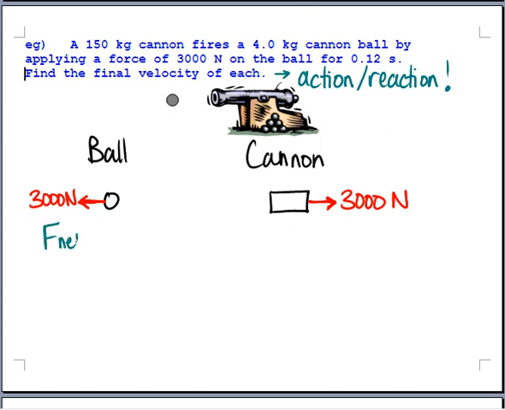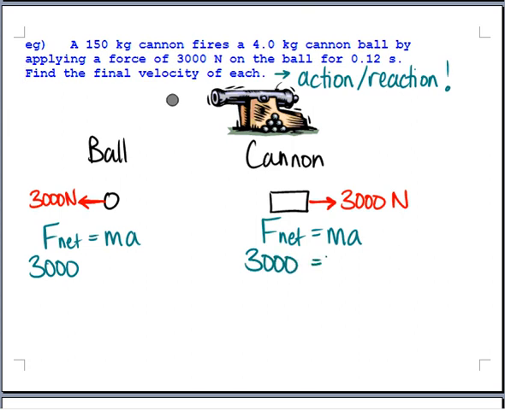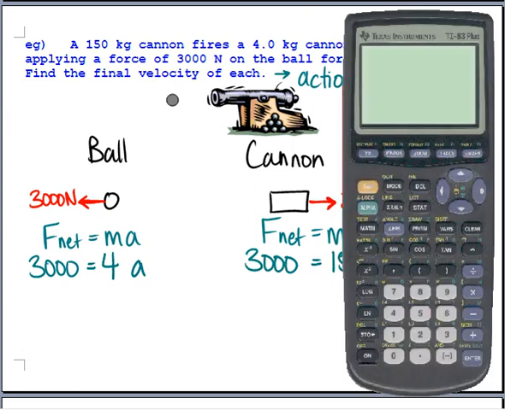But what you want to do, for an action-reaction question, is run F net equals MA for both objects. The key being that the net force is the same. Again, if you'd like to put one of these in as a negative, you go right ahead. It doesn't really matter. The cannonball has a mass of 4 kilograms. You can solve for A. The cannon's much heavier. It's 150 kilograms. Solve for A. So you can see that even though they have the same net force acting on them, they're going to have very different rates of acceleration because their masses are very different.